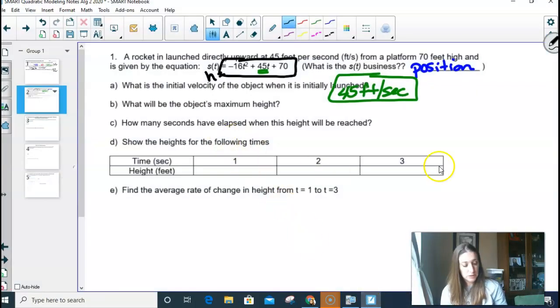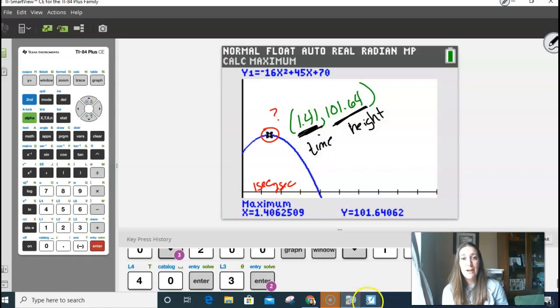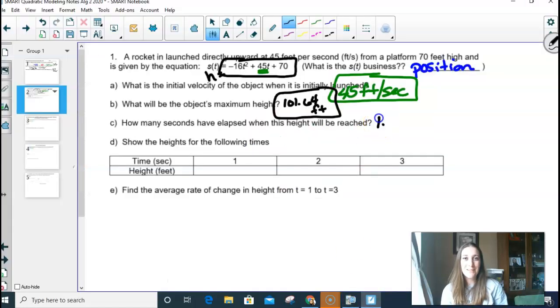Where'd you go, paper? All right, so let me write that down. What will be the max height? 101.64 feet. So just a rule of thumb, if it doesn't say where to round, I want you guys going to the 100th place. How many seconds have elapsed when you will occur, like at that maximum height? That was the other part of our ordered pair, which I already forgot. So 1.41 seconds.